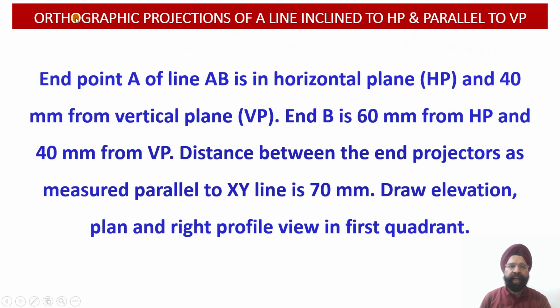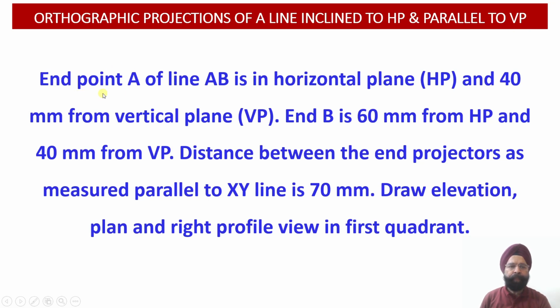Here we are required to evaluate the orthographic projections of a line AB which happens to be inclined to the horizontal plane and parallel to the vertical plane. So let us go through the problem statement.